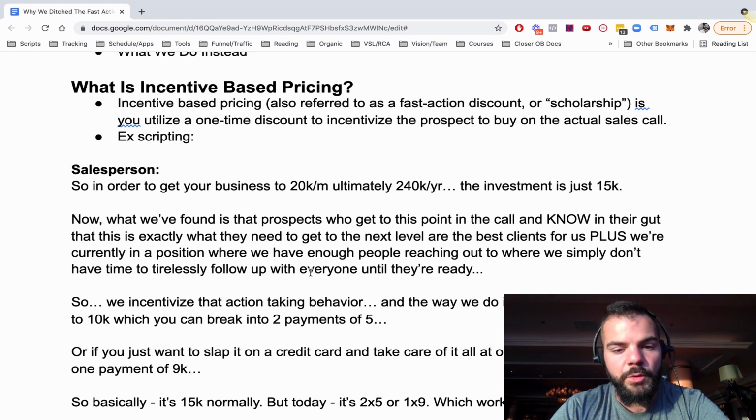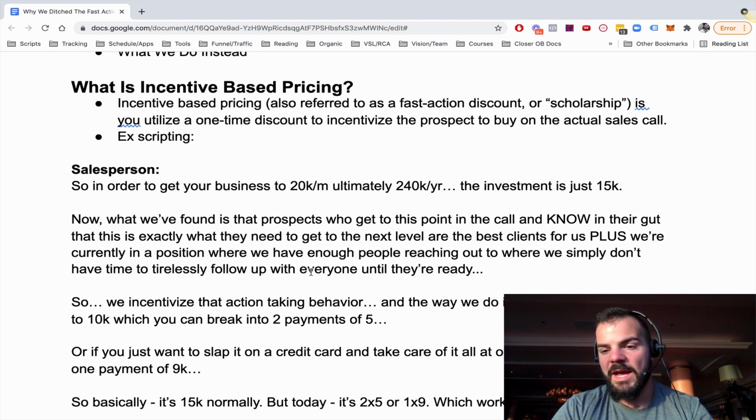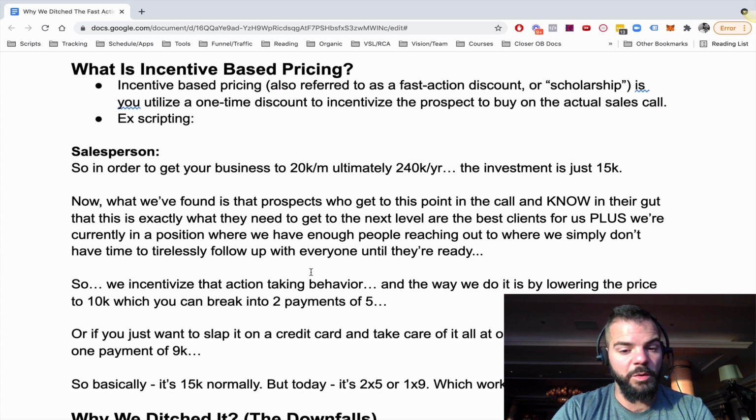Now, what we found to be true is that prospects who get to this point in the call and they know in their gut that this is exactly what they need to get to the next level, those people who have that feeling right now are usually always the best clients for us. Plus, without everybody reaching out to our company, we're just not in a position right now where we have the time nor the bandwidth to tirelessly follow up and track down everybody until they're ready. That's just kind of where we're at as a company.